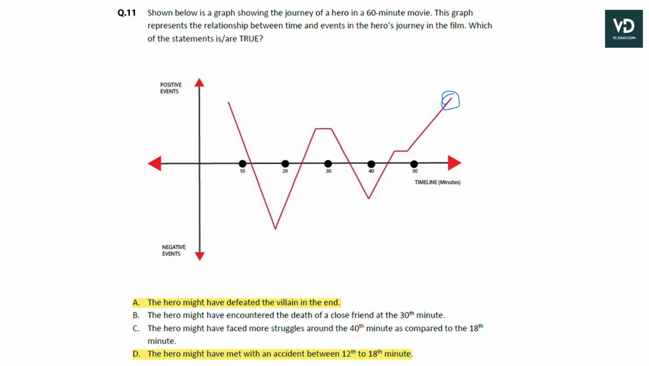Okay, the hero might have met an accident between the 12th and 18th minute here, like this is the 12th and this will be the 18th, as this is the negative part and this is the 0 part. Okay, so the hero might have met with an accident between the 12th and 18th minute.